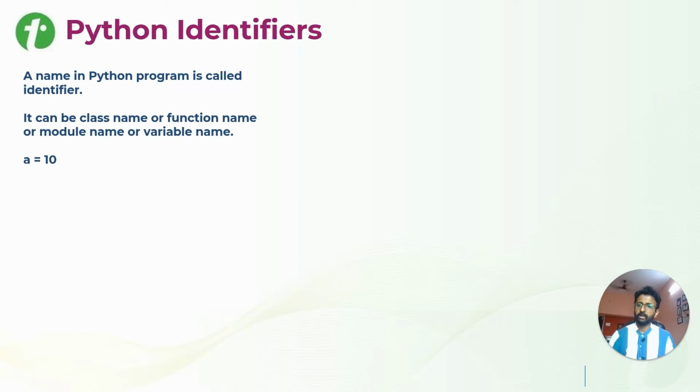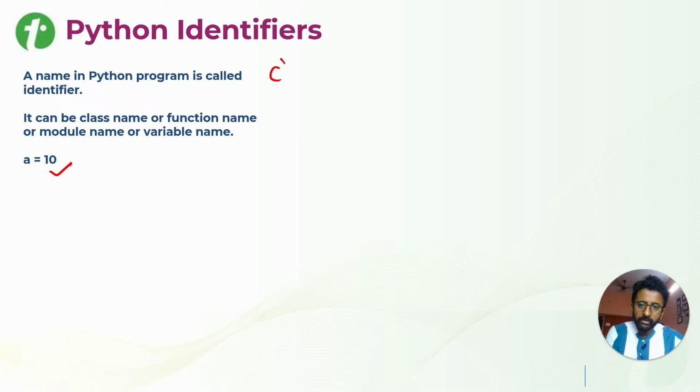Okay, so what is an identifier? A name in a Python program is called an identifier. A name can be any class, function name, module name, or a variable name. Let me give you an example. Here, I'm defining a variable called a with value 10.